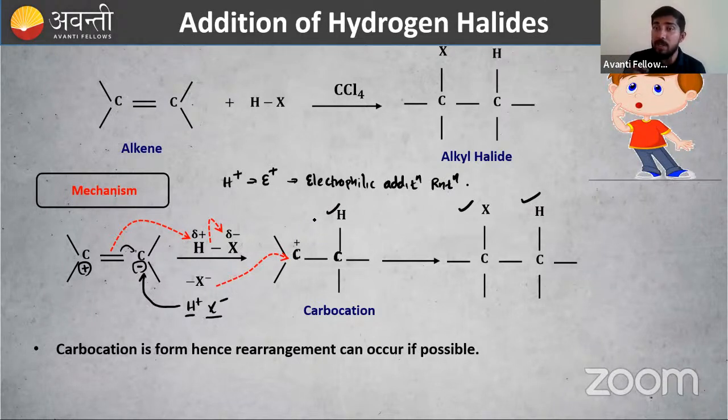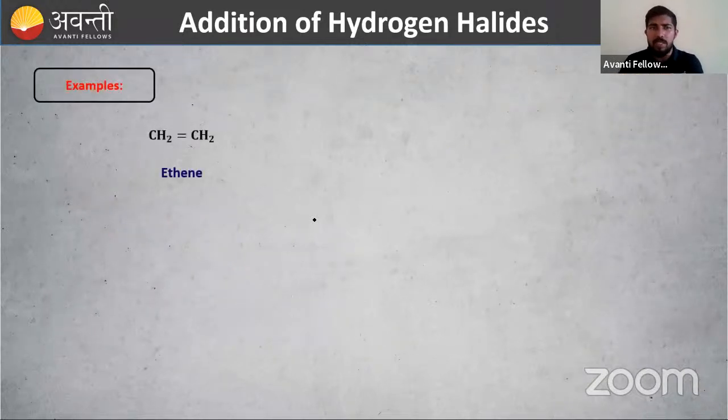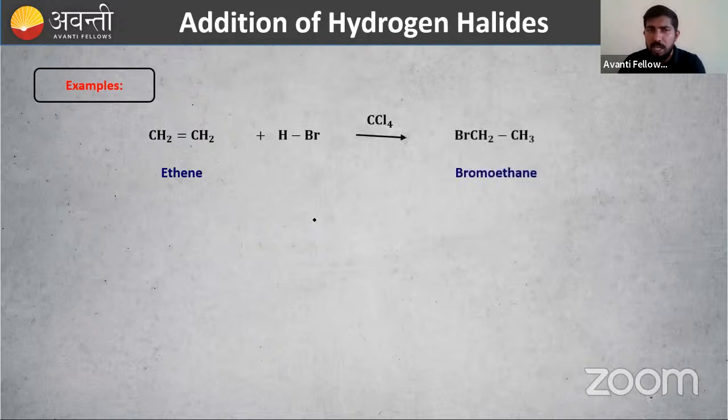In the last case we studied the 1,2 hydride shift. Whether it is possible or not, you have to check it. So this is happening in the addition of hydrogen halide. Let us check the examples. We have ethene, CH2 double bond CH2. Then we have hydrogen halide, I have HBr. There is H plus, there is Br minus, in the presence of CCl4.